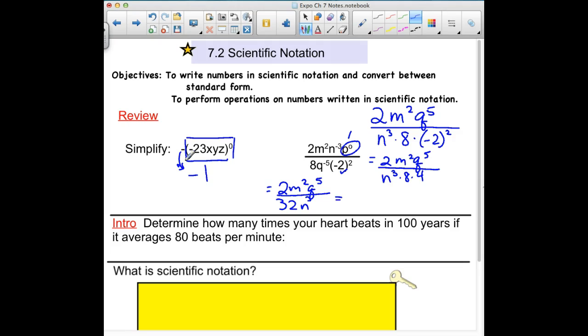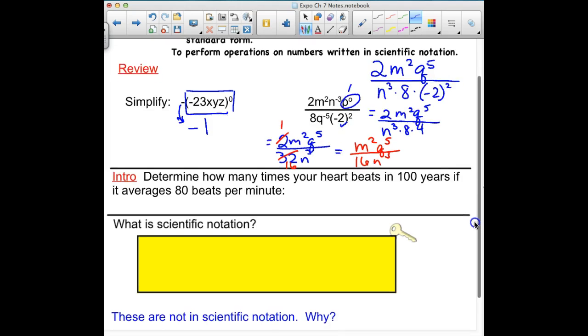And the only thing that we can reduce now is the 2 and the 32. We can divide both of those by a 2, which makes that 1 and that 16. So our final answer is m squared q to the 5th divided by 16n cubed. All right, if you were having trouble with either of those, make sure you check in with me and we can see what we can do to help you out.